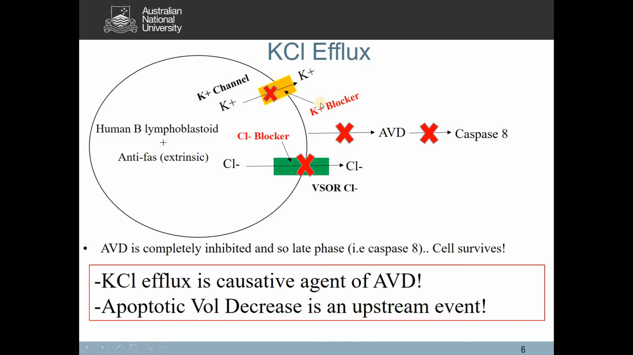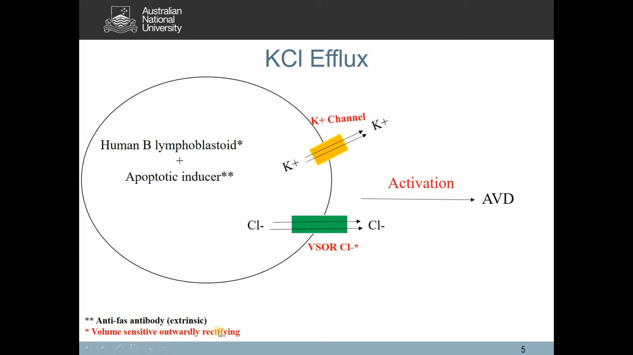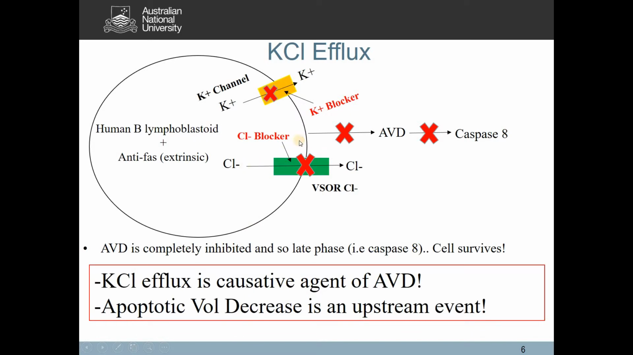Well, we inhibited it with a specific blocker, and the VSOR channel, recall, is a volume-sensitive outward rectification channel. If you block it with specific blockers, we no longer reach the apoptotic volume decrease. So it means the cell didn't decrease in size. This is of course inhibiting the beta lymphoblastic cells' anti-Fas extrinsic pathway. This extrinsic pathway involves the Fas receptor activating caspase 8.